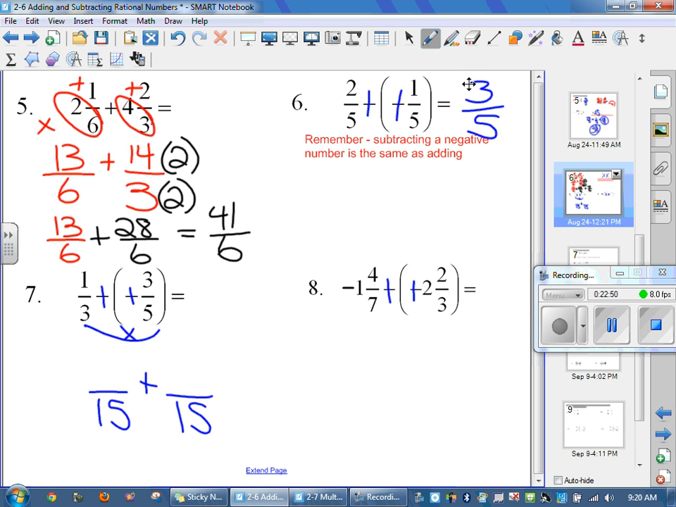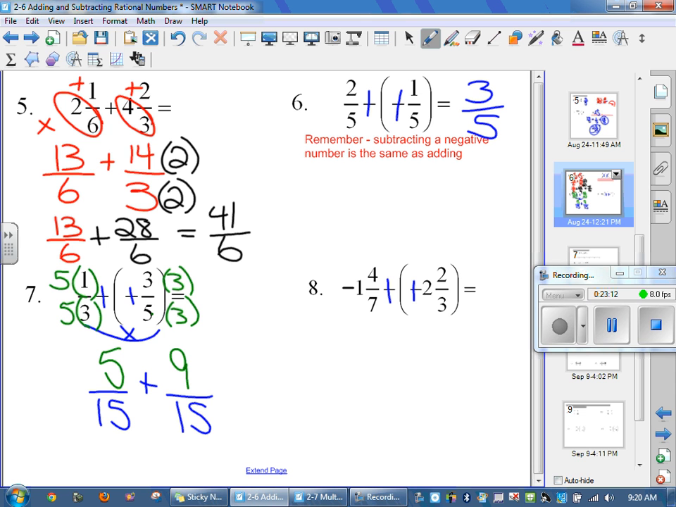So the 1 on top is going to multiply by 5. The 5 on the bottom on the right multiplied by 3, so the top will multiply by 3. So my new top numbers are 5 and 9. Now you can add your top numbers. So 5 and 9 give me 14. So this should give you 14 over 15.